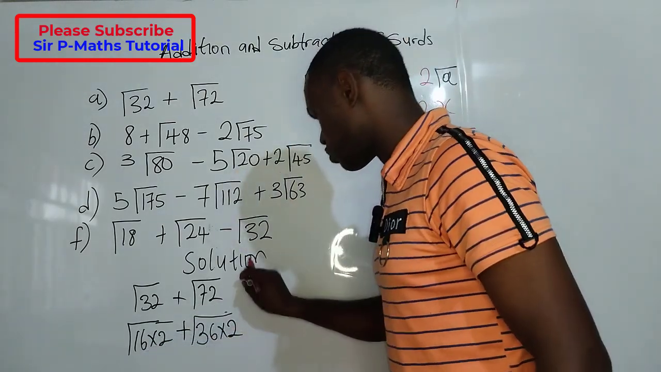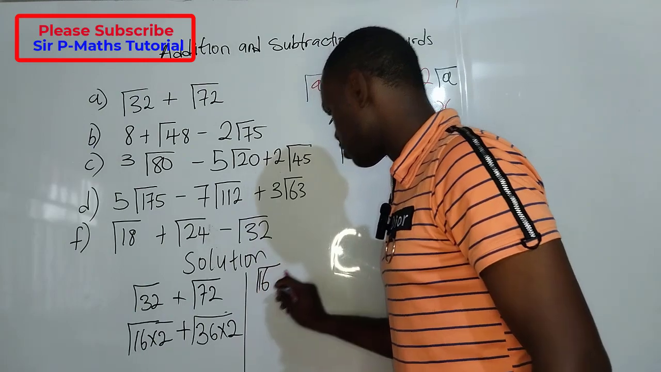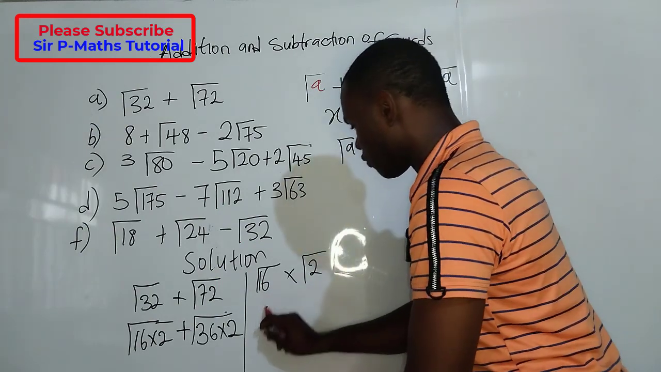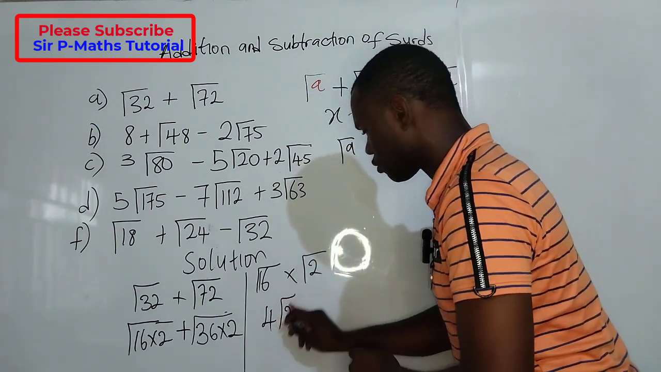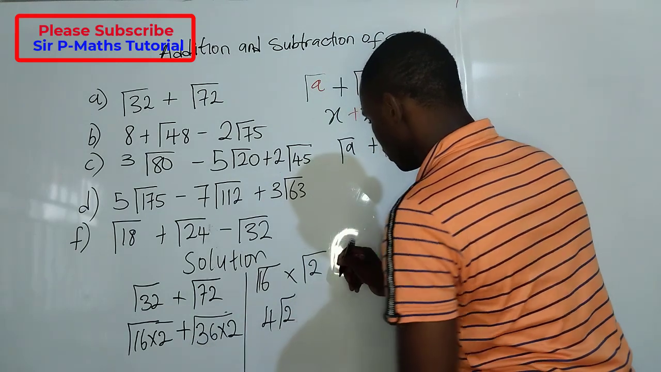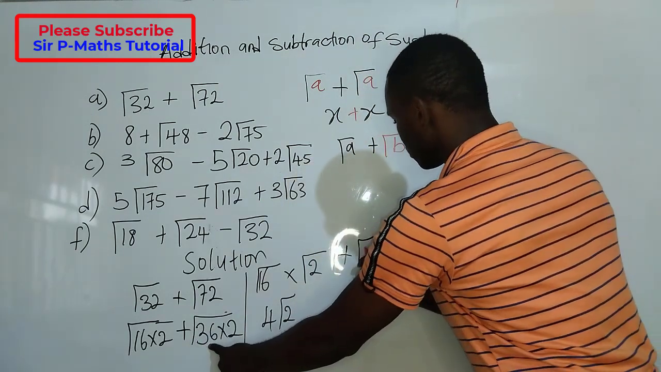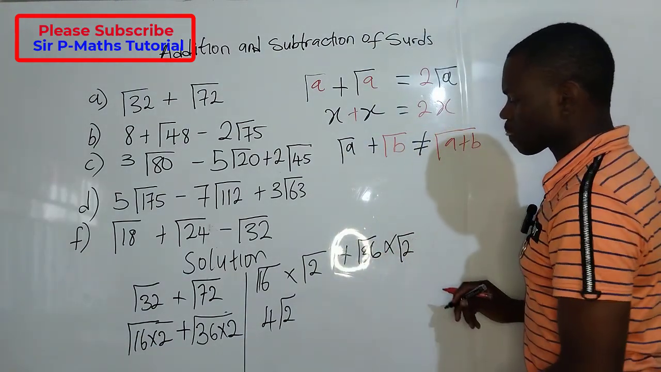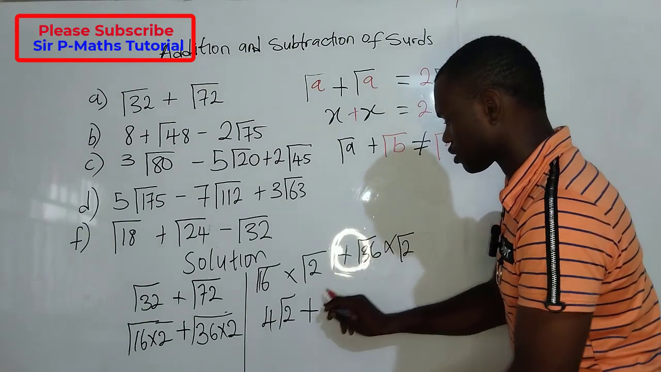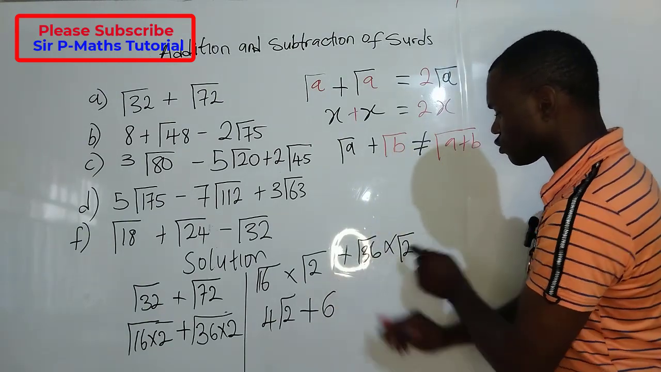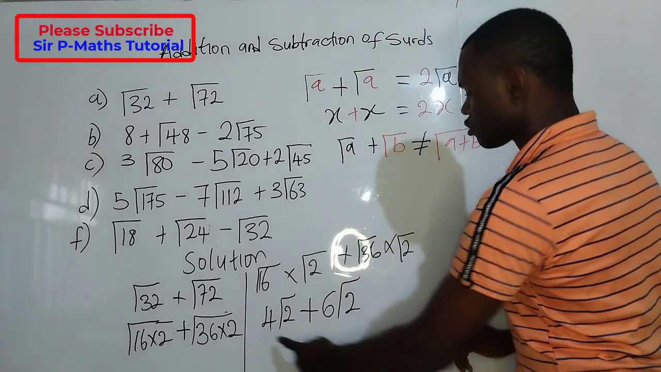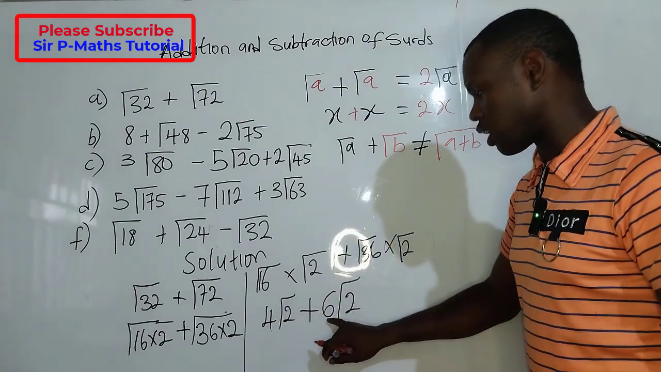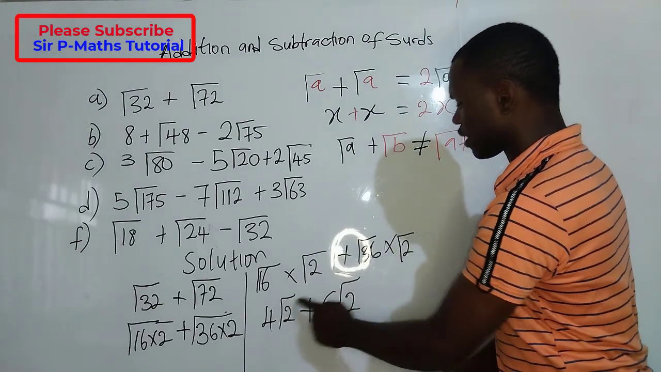Then separate the square roots. I'll have root 16 times square root of 2. The square root of 16 will give me 4. 4 multiplied by root 2, I'll have 4 root 2. Then come over here, we are adding, this is square root of 36 times the square root of 2. Now the square root of 36 is 6. 6 times square root of 2 will give me 6 root 2. So I am adding. The law of addition of surds says that coefficients you add, then you take one of the surds since they are the same.